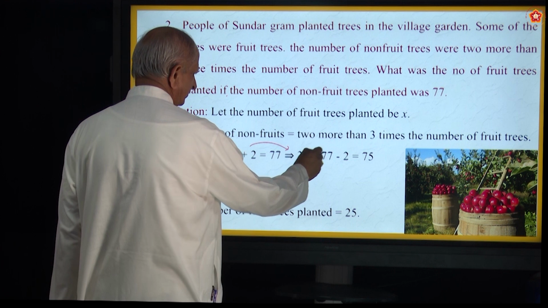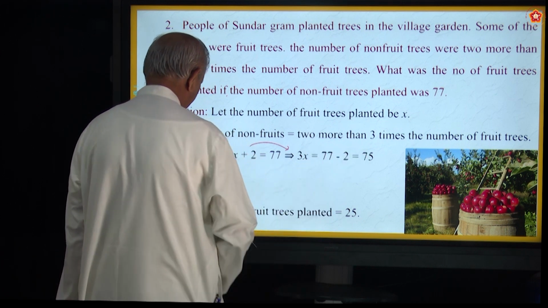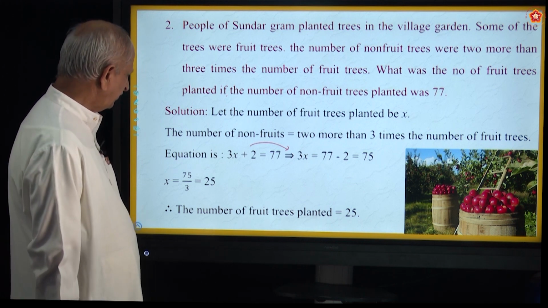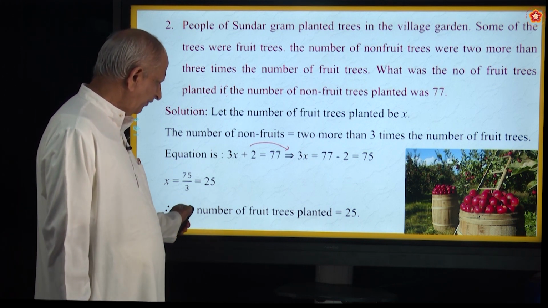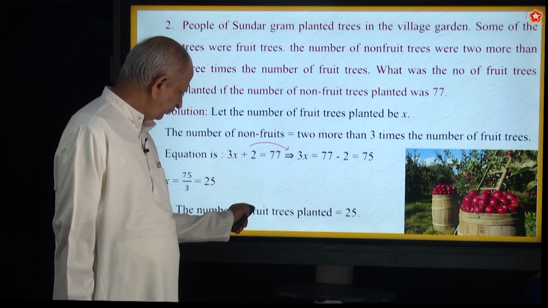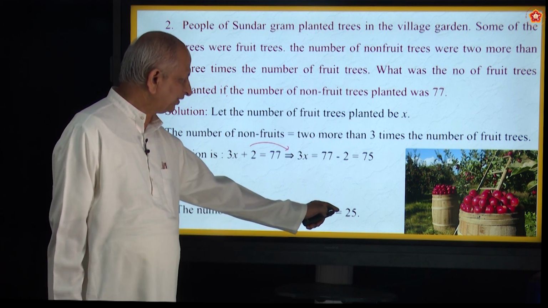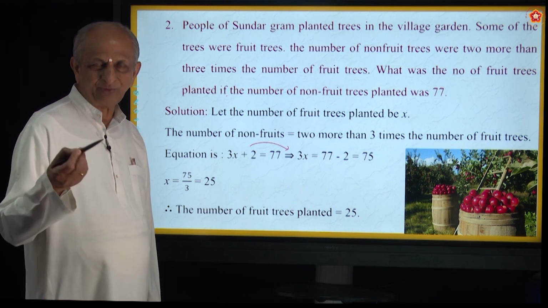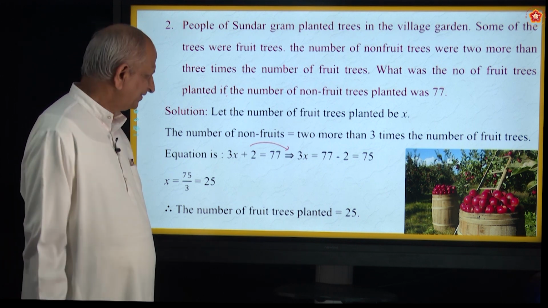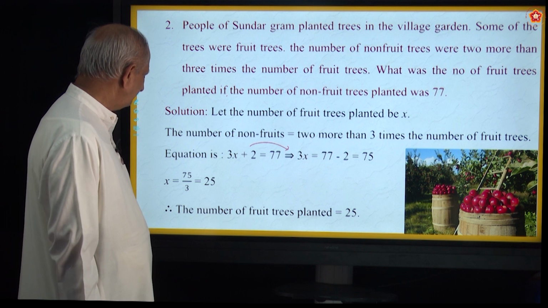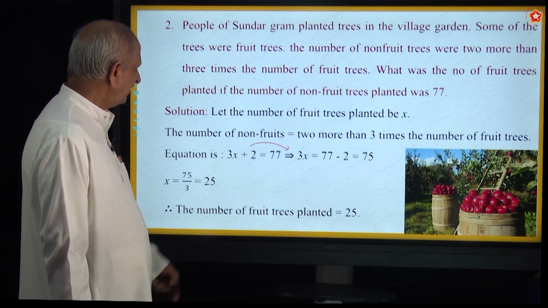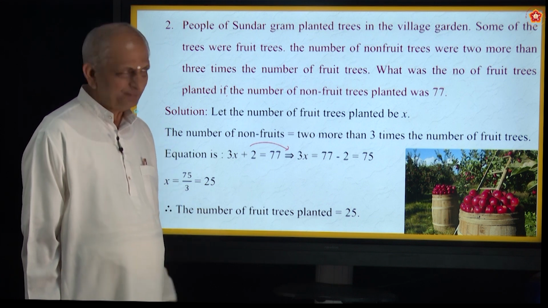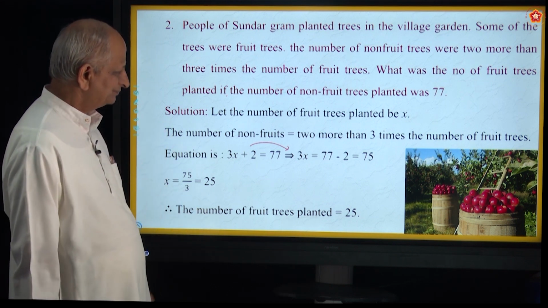So 3x becomes 77 minus 2, that is 75. X is equal to 75 by 3, that is 25. So the number of fruit trees planted is 25. Correct? What about non-fruit trees? Non-fruit trees will be already given, 77. Correct? So this is the answer.